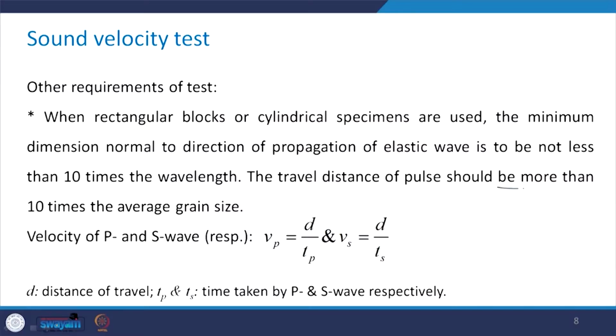Now, the other requirement of the tests is that if we are using rectangular blocks or cylindrical specimens, the minimum dimension normal to the direction of propagation of the elastic wave should not be less than 10 times the wavelength, and the travel distance of the pulse should be more than 10 times the average grain size. So, apart from all those conditions that we discussed earlier, this is an additional condition which also should be satisfied.